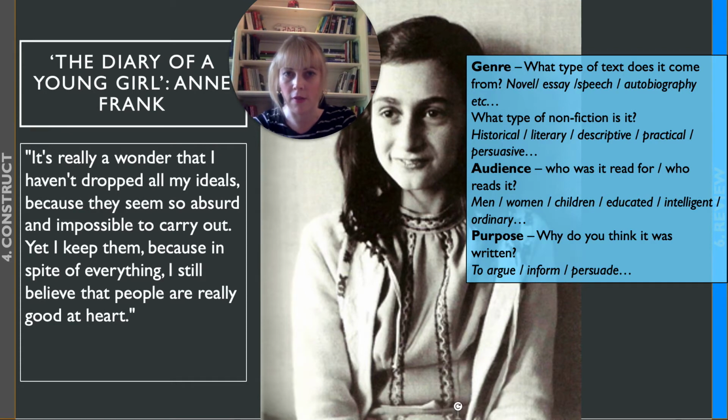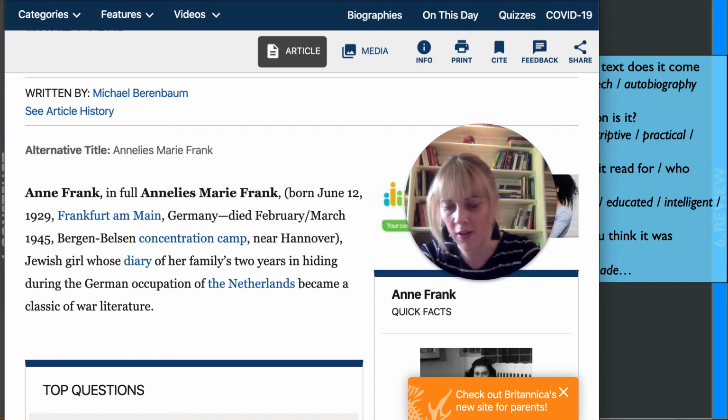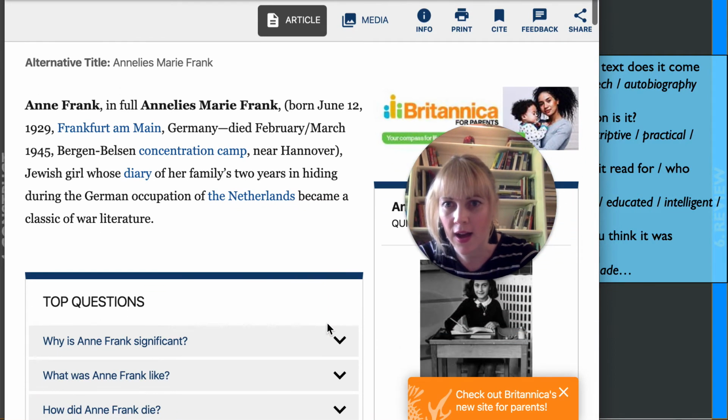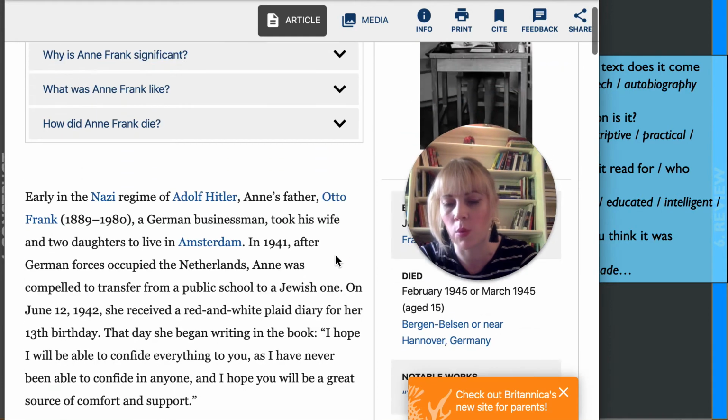So Anne Frank was a young teenage girl, okay, and she was growing up at a time in which war was very prevalent. I'm just going to show you a little bit of information about her here that we can read through so that you understand her background and context before you try and analyse what she said. So Anne Frank, you can see her full name there and her date of birth. What you need to know is that she was a Jewish girl whose diary of her family's 2 years in hiding during the German occupation of the Netherlands became a classic of war literature.